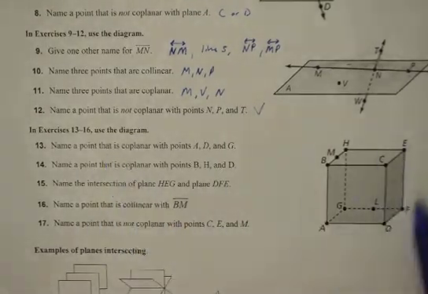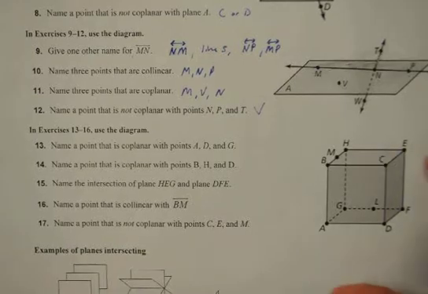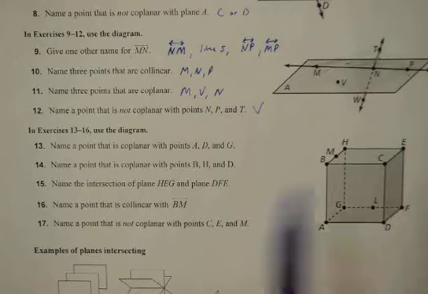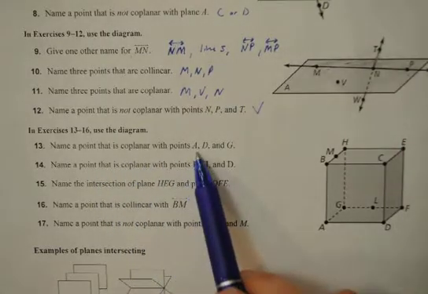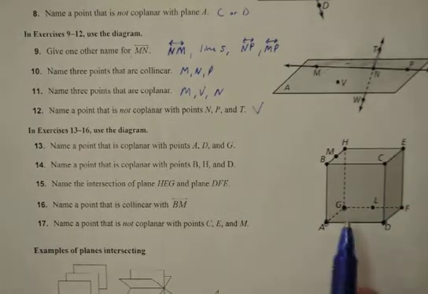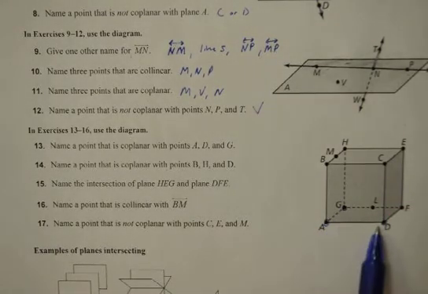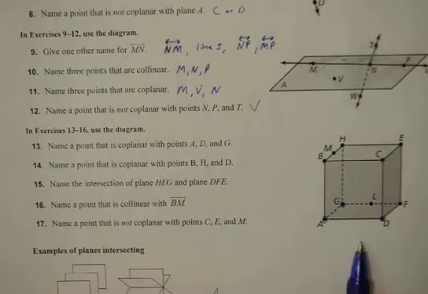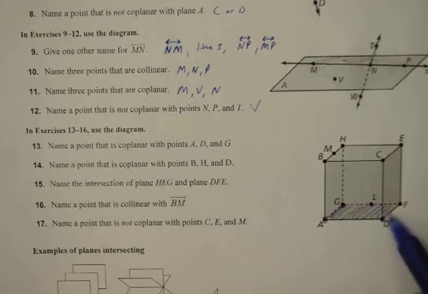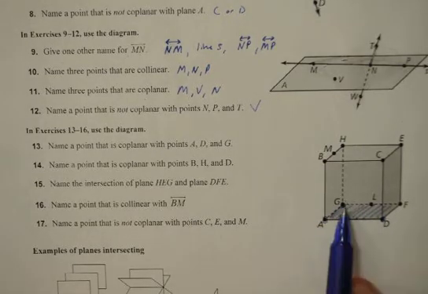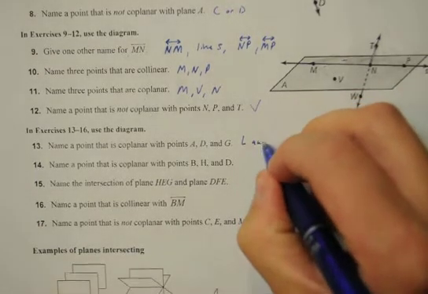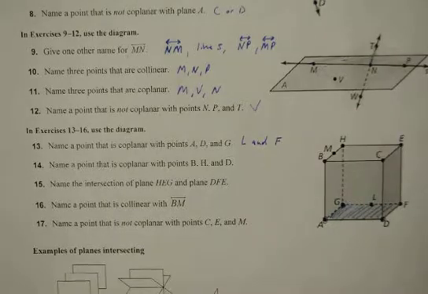All right, here we've got a three-dimensional cube, even though it's drawn on a two-dimensional surface. Kind of, you can see 3 dimensions here. Name a point that is coplanar with A, D, and G. Now, these 3 points are representing the bottom of this cube. So anything on the bottom of this cube is on the surface made by A, D, and G. So we could say L or F. Points L or F.